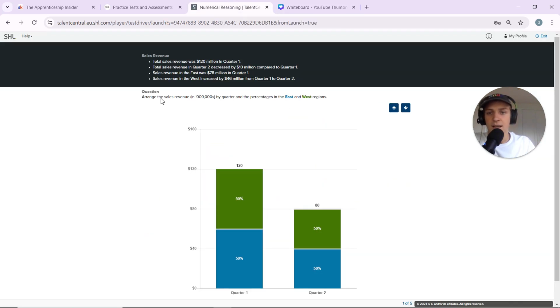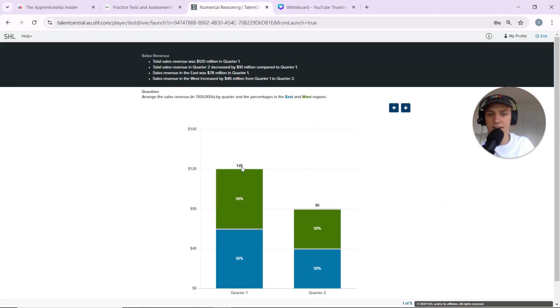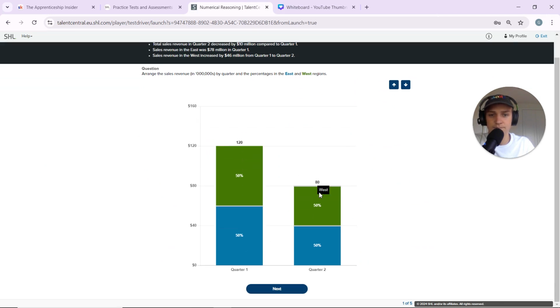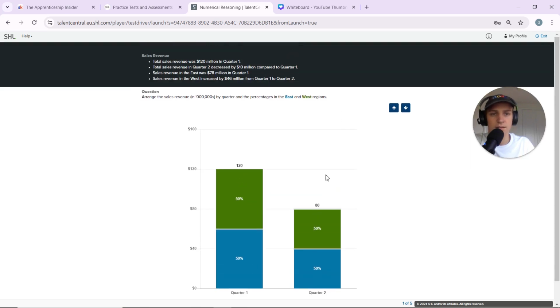Okay, so it's basically asking for the sales revenue by quarter and the percentages in the East and West. So if we look at by quarter first of all, we know by quarter it's got a total 120 and then 110. So that's 120, so that's good already. So we need to come to 110 and change this. It looks like there's some sort of tutorial here. What is this? 110. Can we increase this to 110? Yep, there we go. Let's come to 110.